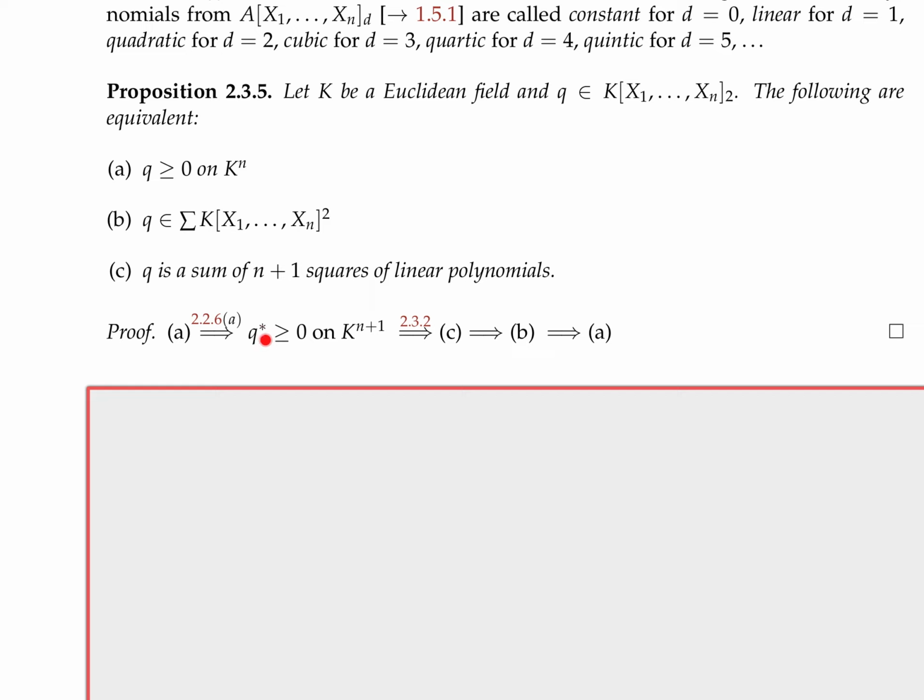Okay, so, and then by 2.3.2, by the homogeneous case, we have that the homogenization is a sum of n plus 1 squares of linear forms. And then of course I can dehomogenize, and Q is a sum of n plus 1 squares of linear polynomials. And then from C to B is trivial, and B to A is also trivial. So we are done.